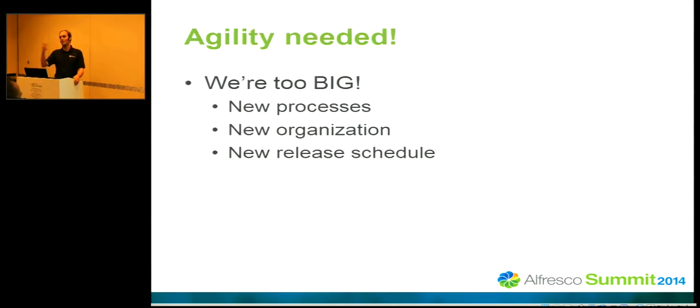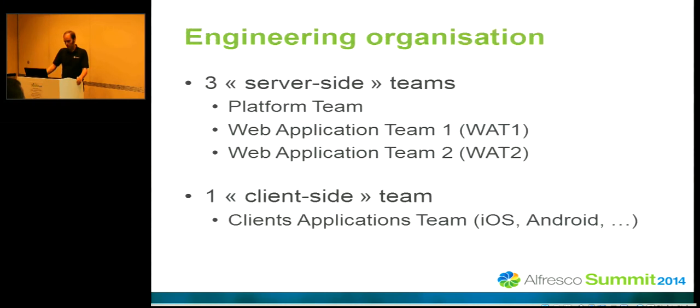So we need to be more agile, and we need to work in smaller teams. So what happened is that we split the big engineering team into smaller teams. 4 teams, 3 were server side. You have the platform team, which takes care of the core repository, and the 2 web teams providing web interfaces on top of that. And there is another team which is a bit separated because it deals with client-side apps, Android, iOS, so I'm not going to talk about them. They work on a different code base.